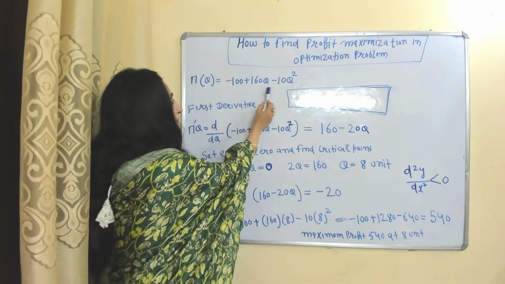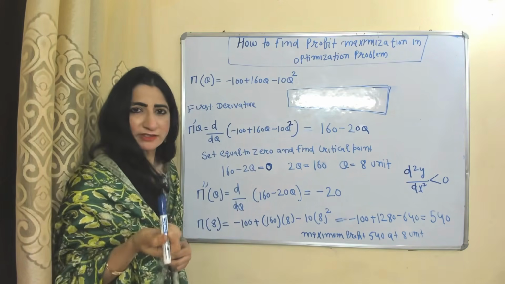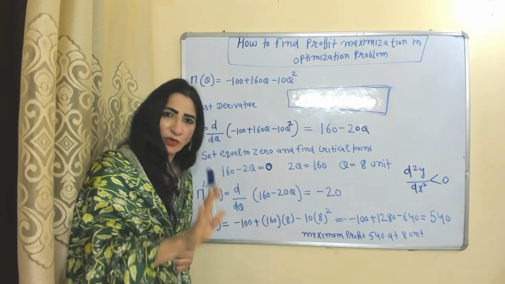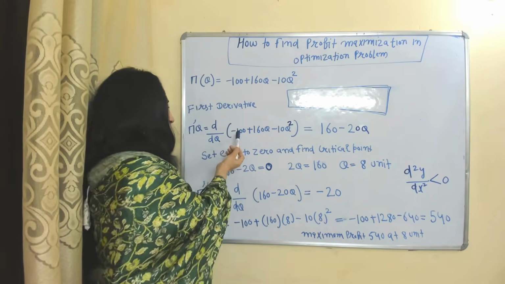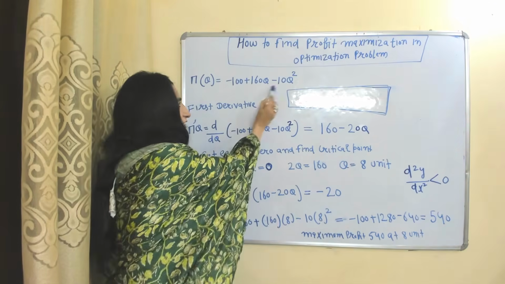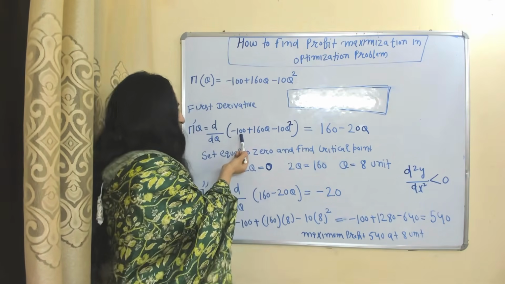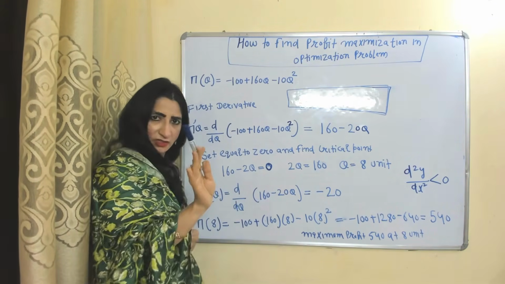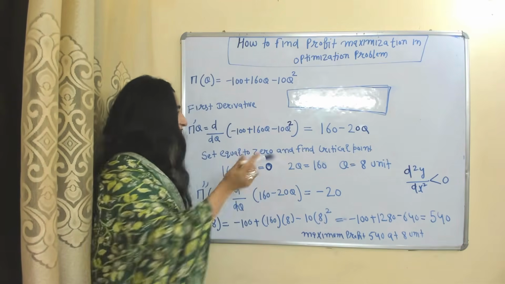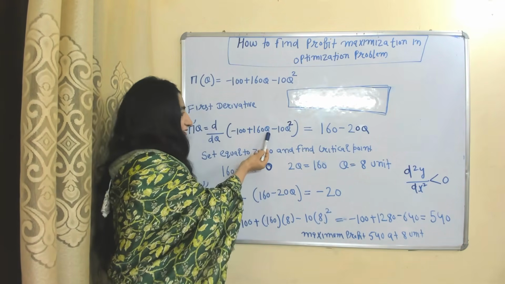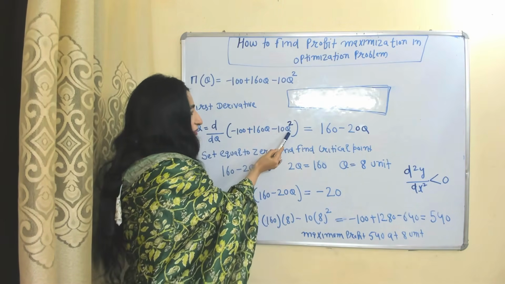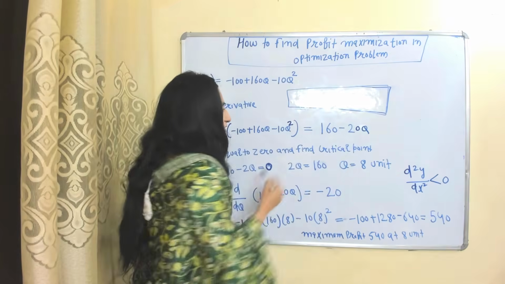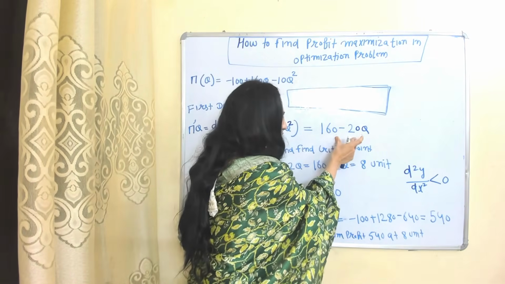This is our given profit function. In the first step, we will calculate the first order derivative. We already know how to calculate derivatives. First of all, we will calculate the first order derivative of the given profit function. The derivative of 100 is 0, meaning the derivative of a constant is 0. The derivative of 160q is equal to 160. The derivative of 10q square is equal to 20q. So this will be our first order derivative.